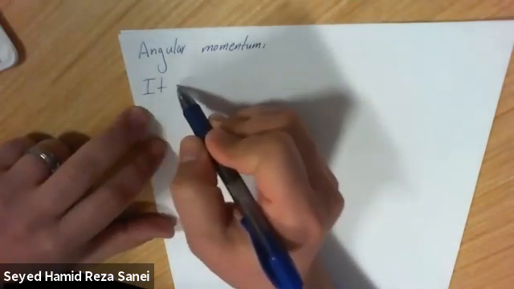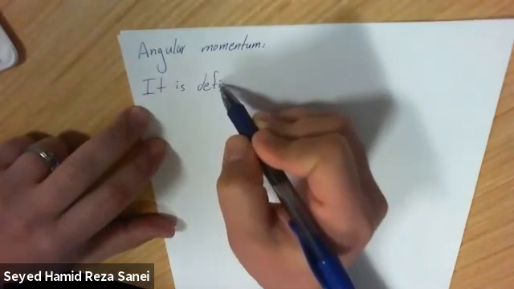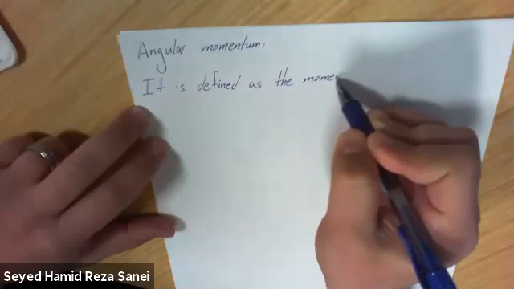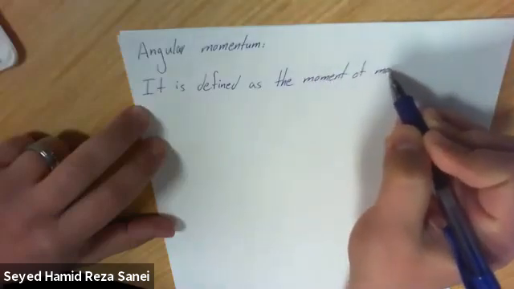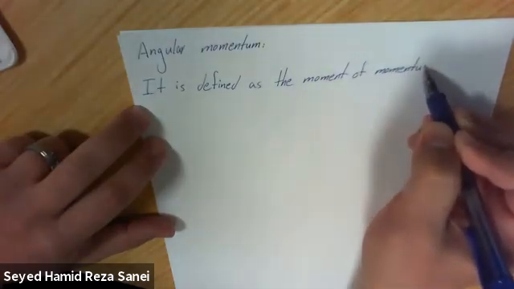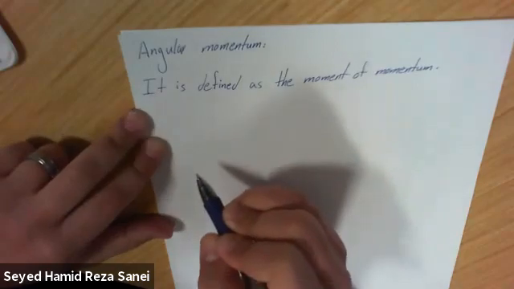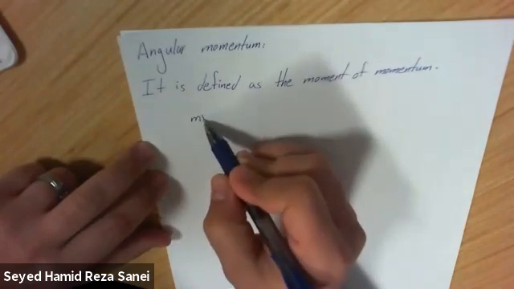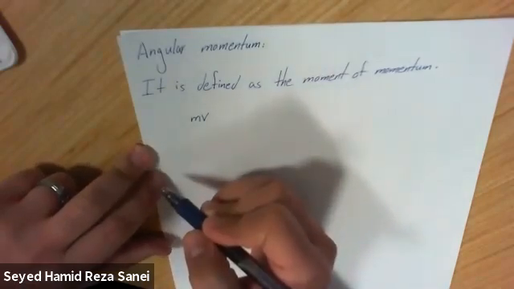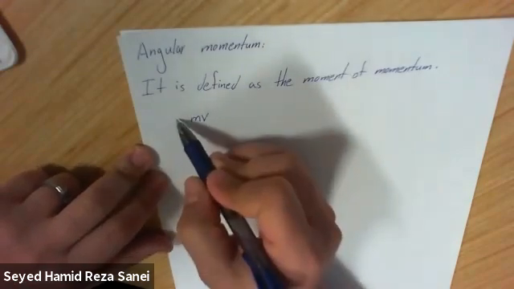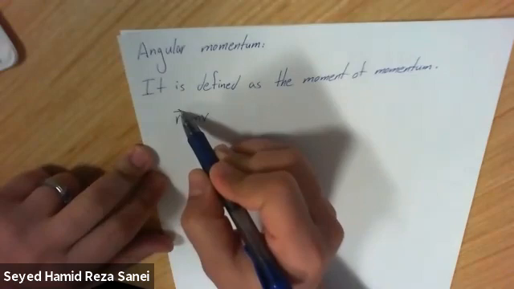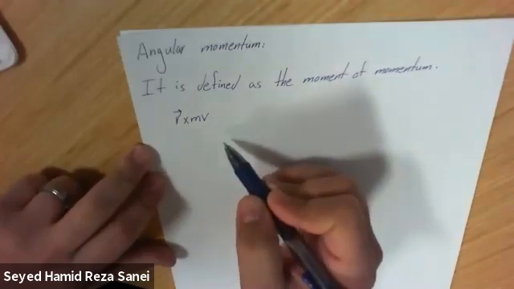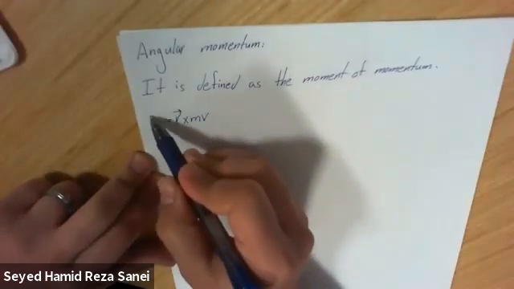So it is defined as the moment of momentum. It is quite a mouthful, a moment of momentum. We already know what momentum is. Momentum is mass times velocity. So that's momentum. And now we are going to take a moment of that momentum. The definition of a moment is R cross the quantity. So R cross mv. And we call that angular momentum, and we show it by H.